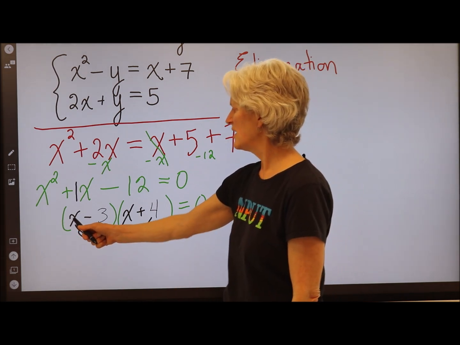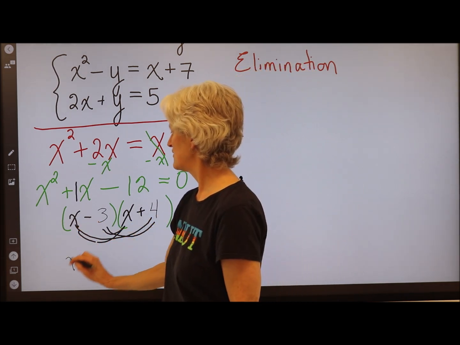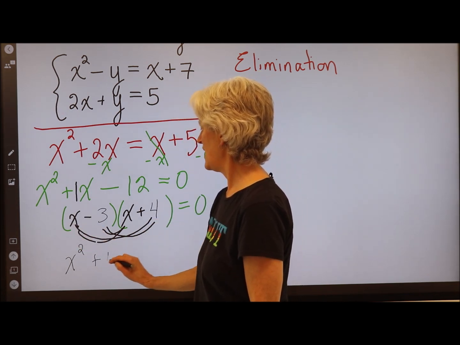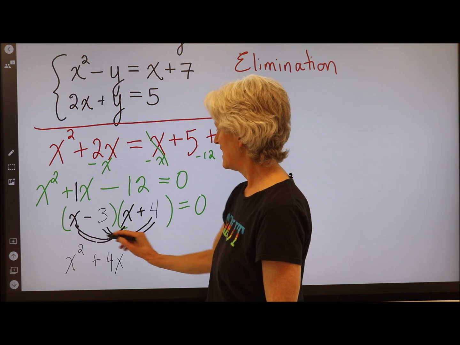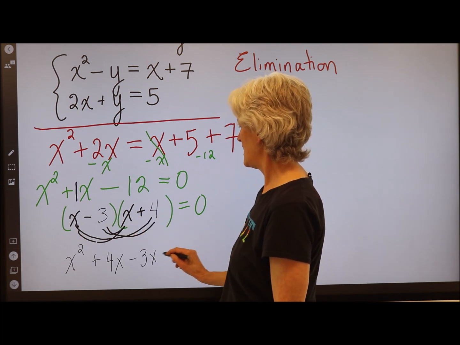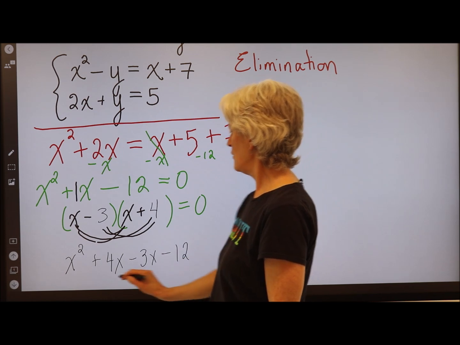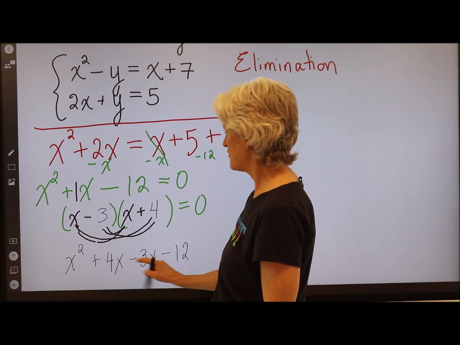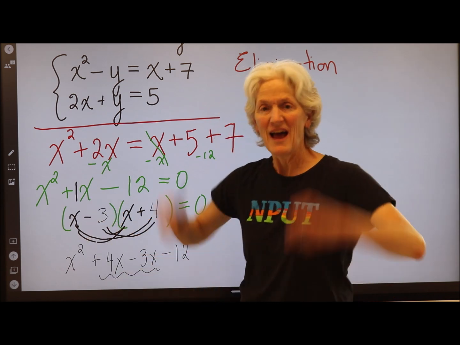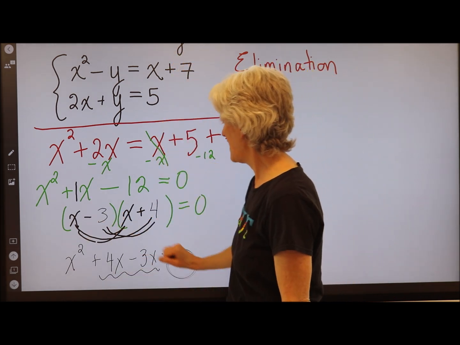Again, let's do our little check. x times x, x squared. x times 4, that's a 4x. Negative 3 times x, negative 3x. Negative 3 times 4, negative 12. Oh, that's going to give me 4x minus 3x. That's going to give me a positive 1x. Yay! I'm successful.